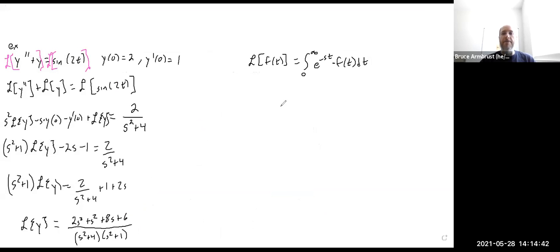Okay, so what we're going to do now is some algebra. We're going to break this up using partial fractions. We want something over s squared plus 4 and something over s squared plus 1. The first one is going to have to be linear on top, and the second one is going to be linear on top as well. Hopefully you remember with partial fractions, if you've got a quadratic factor on the bottom, you have to put a linear on top. If it's a linear factor on the bottom, you put a constant on top.